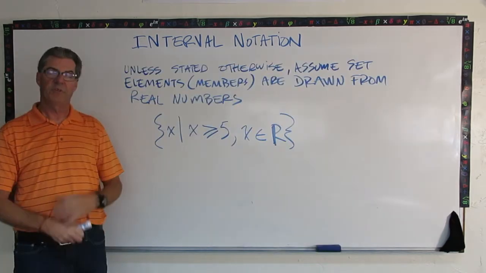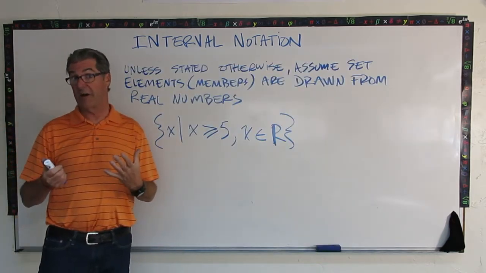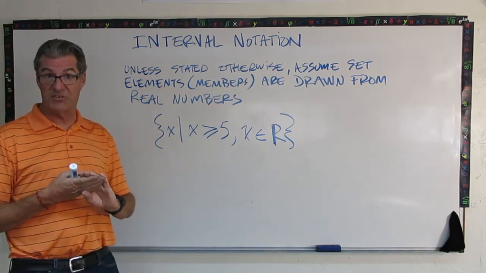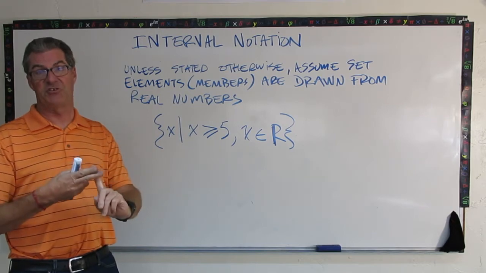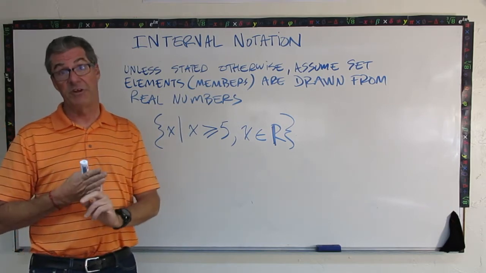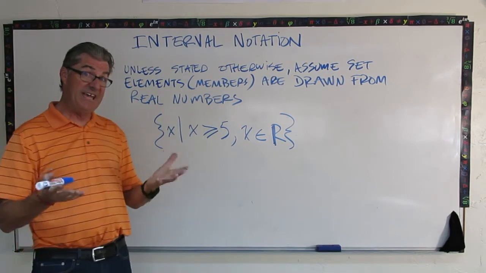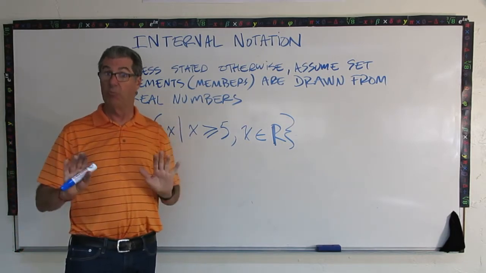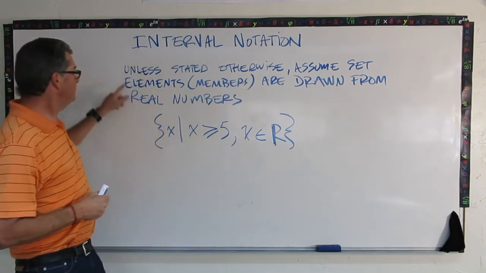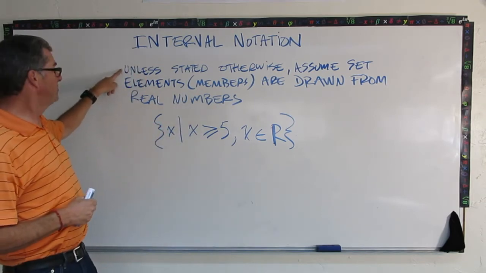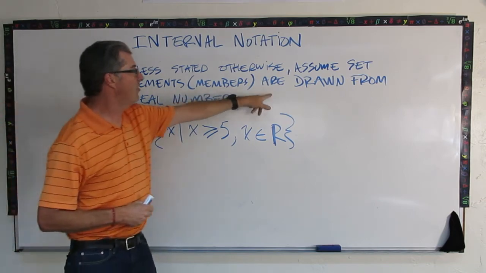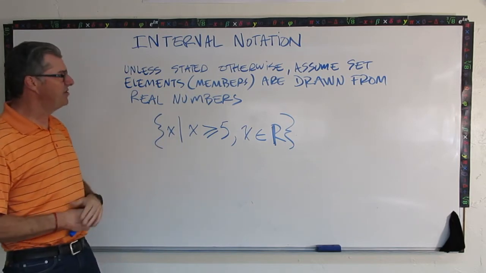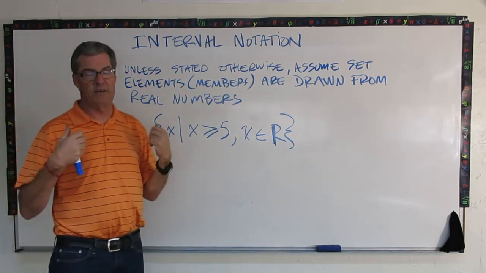Okay, there's a caveat we need to throw out here. Because remember, in the last lesson we had 4 different number sets: natural numbers, integers, rational numbers, and finally real numbers. So if you're not given any information about where you can draw the elements or members of your set from, assume real numbers. So unless stated otherwise, assume set elements or members are drawn from real numbers. So that's kind of not quite a definition, but a working constraint that we have to have.